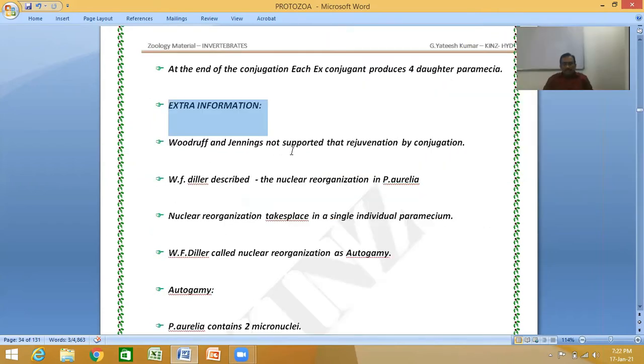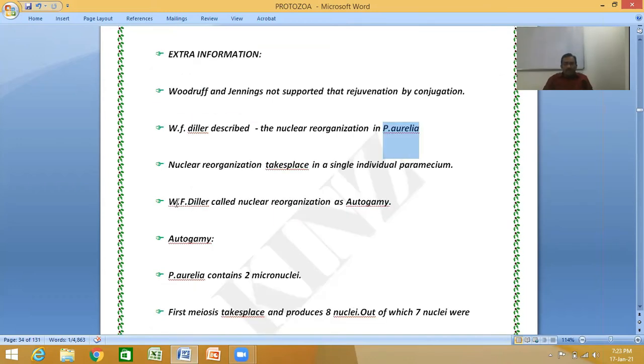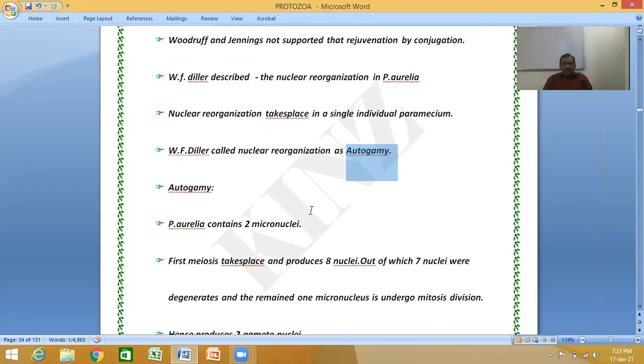Woodruff and Jennings did not support rejuvenation by conjugation. Actually, conjugation gives rejuvenation, the new characters, a freshness to the paramecium, but Woodruff and Jennings did not support this statement. W. F. Diller described the nuclear reorganization in Paramecium aurelia. Nuclear reorganization takes place in a single individual paramecium. W. F. Diller called this nuclear reorganization autogamy.